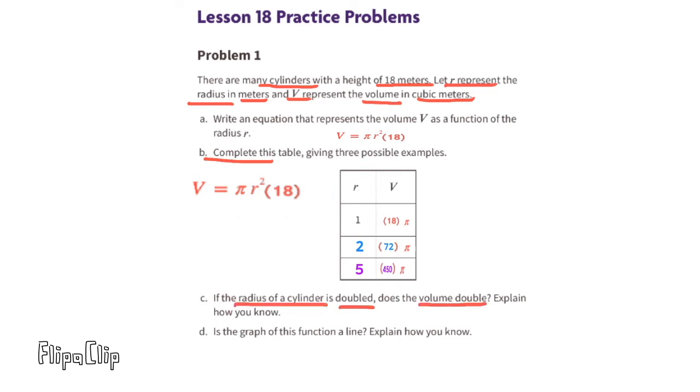C. If the radius of a cylinder is doubled, does the volume double? Explain how you know. Let's go back to the table and change out the radius 5 and make it a radius of 4, because a radius of 4 is double a radius of 2. V equals pi times 4 squared times 18. That's the same as V equals 288 pi. So when the radius is 4, the volume is 288 pi.